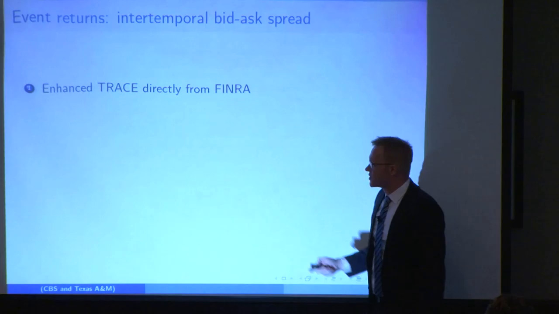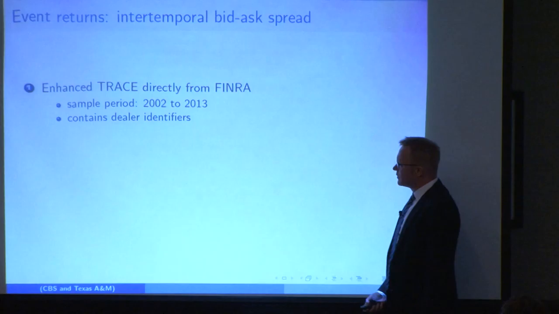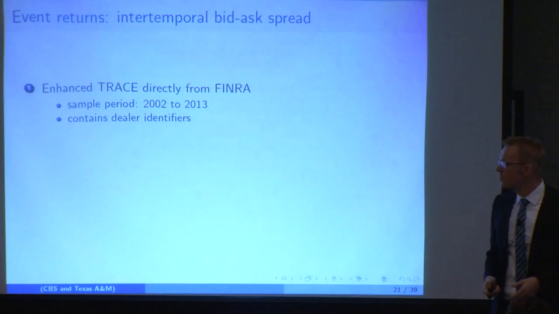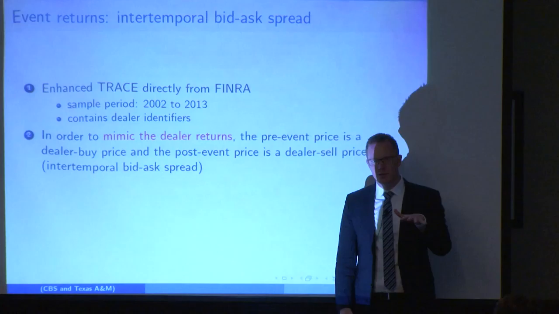We got it from FINRA, sample period 2002 to 2013. And we have dealer identifiers, so we can look at the specific dealer's inventory and see how much immediacy that dealer provided. And we're going to mimic dealer returns, so we're going to look at dealers who buy at the index exclusion date, and later on they sell out.